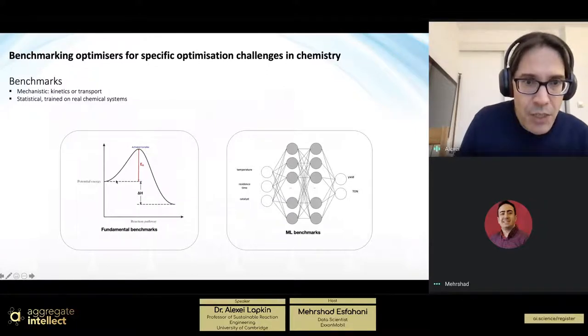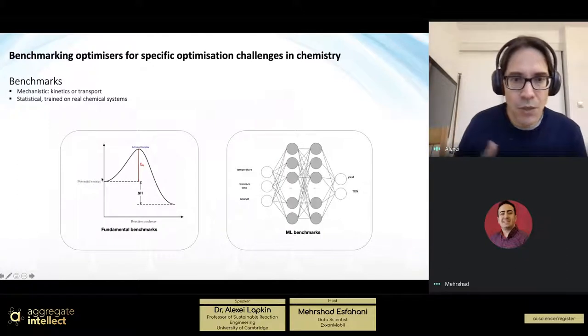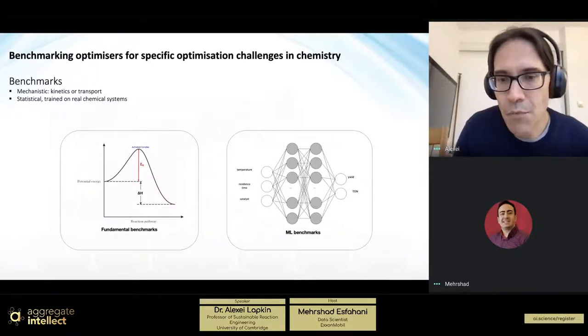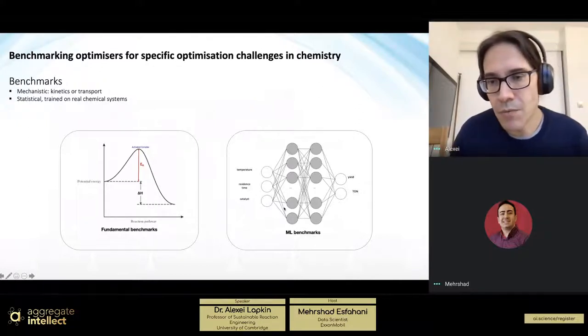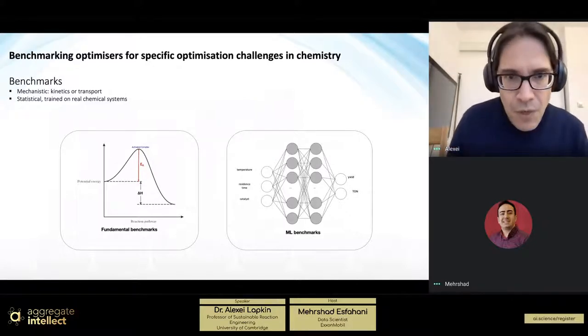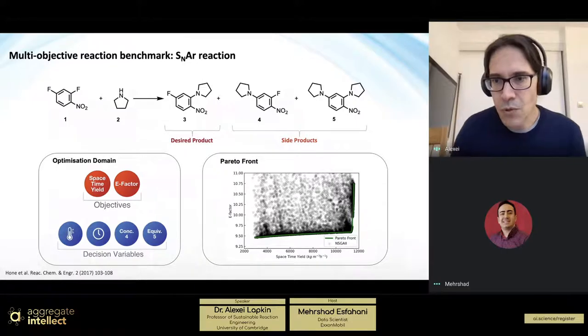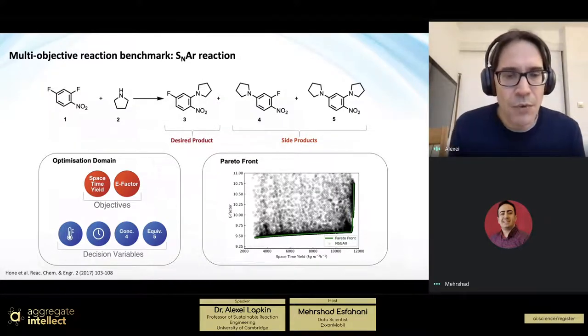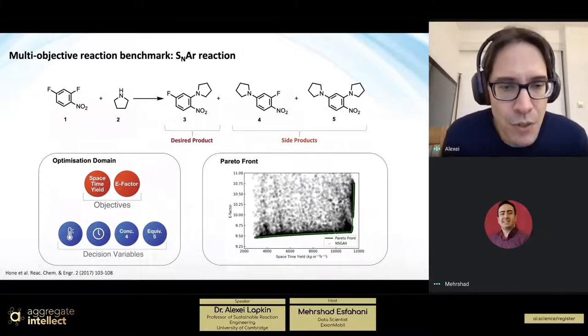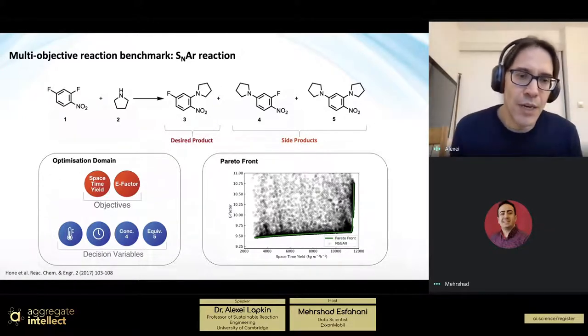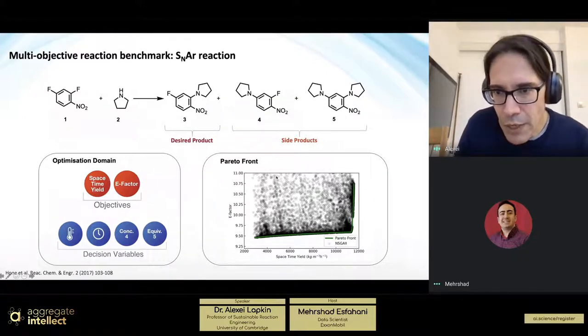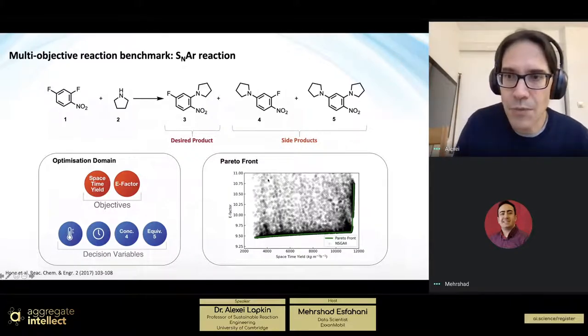The mechanistic models which can be used are basically differential equations, so they would be continuous functions typically. And if you have a machine learning representation, then it would be some kind of surrogate which represents the real system. So if we look at an example, this is a literature example which has a machine learning model behind it. There is a known data set. It's a multi-objective optimization. Again, you have space-time yield and environmental factor as objectives. You have four decision variables: concentrations, equivalence, time, and temperature. And you see how dense the data set is. It's actually quite a lot of data. So there is a neural network behind this reaction as a surrogate.